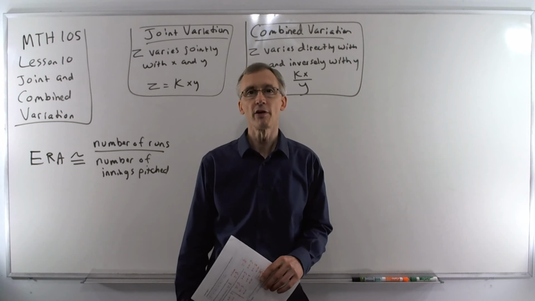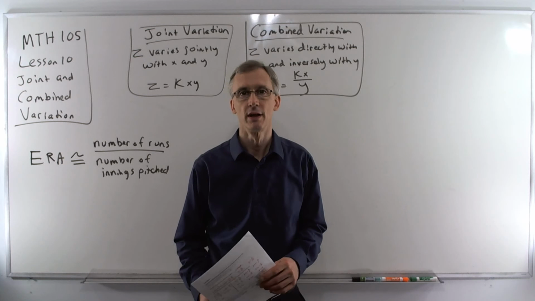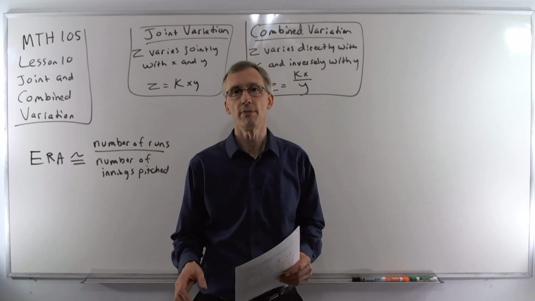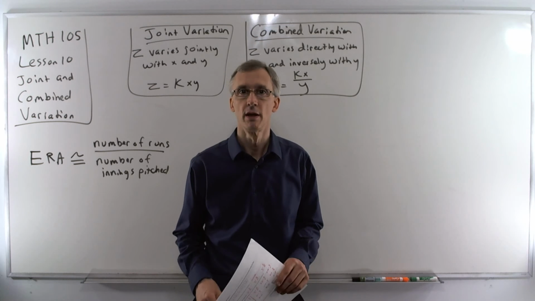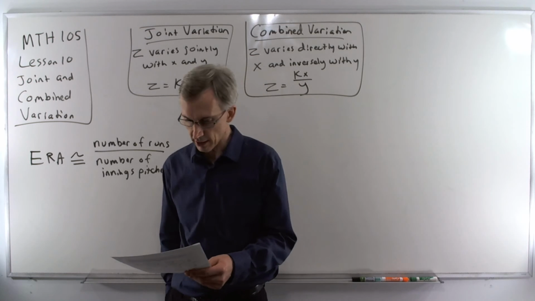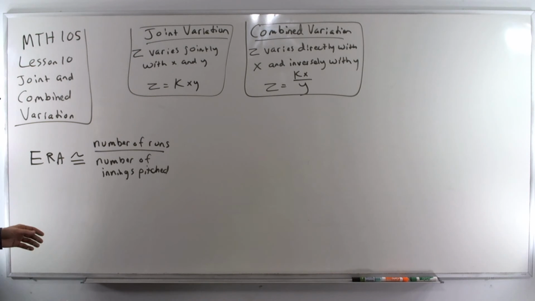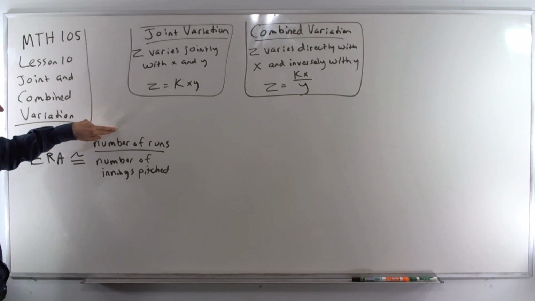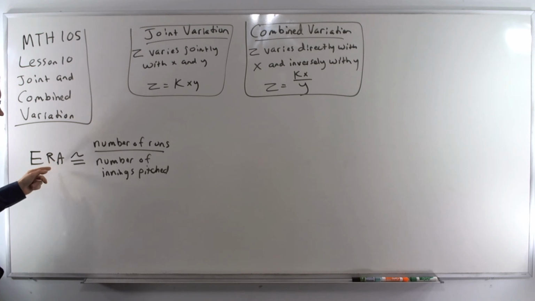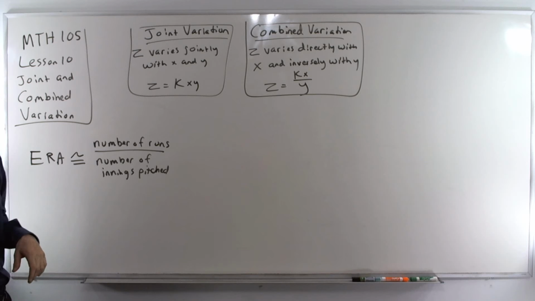Welcome everyone, Math 105. This is Lesson 10, Joint and Combined Variation. So the earned run average in baseball is one of the most often cited statistics for pitchers. And the way it works is, at least part of it is calculated using this formula. The pitcher's earned run average is the number of runs that the opposing team earns while that person is pitching divided by the number of innings pitched for the pitcher.